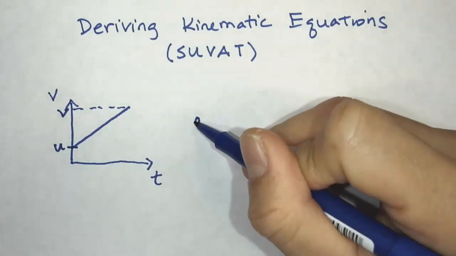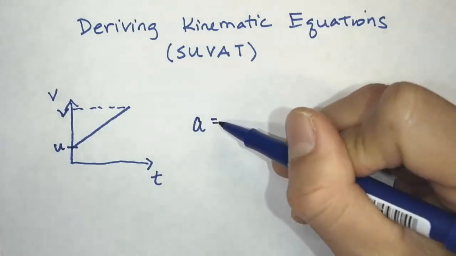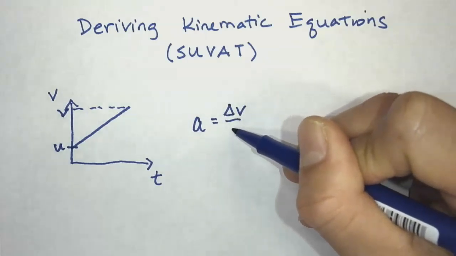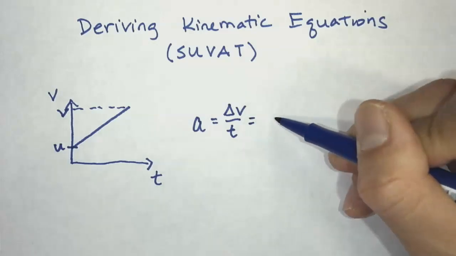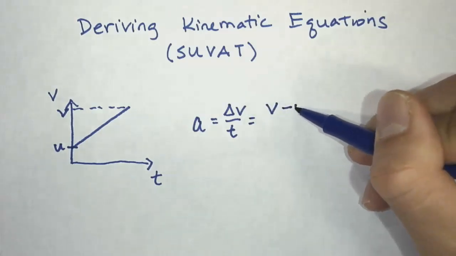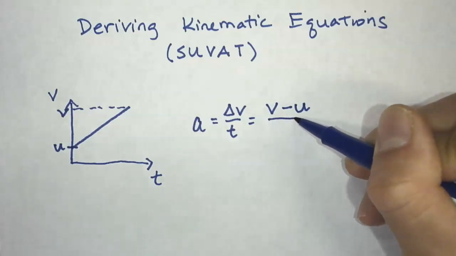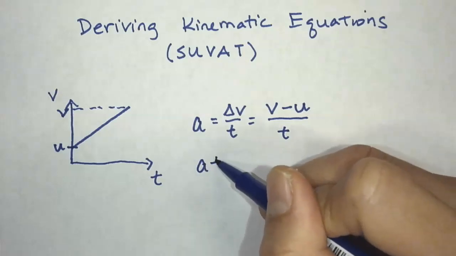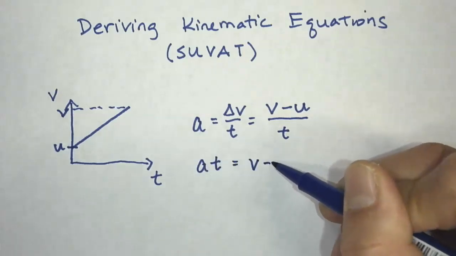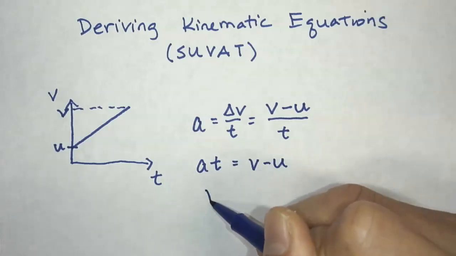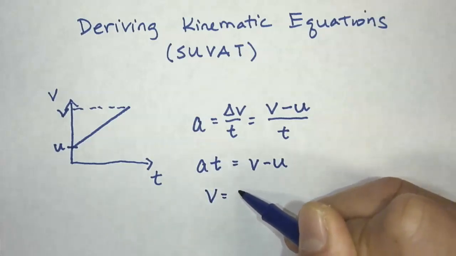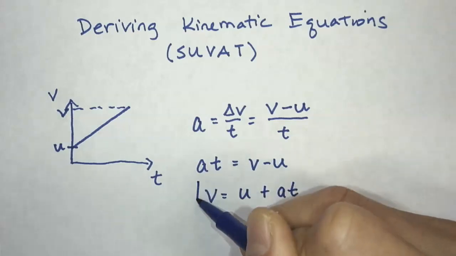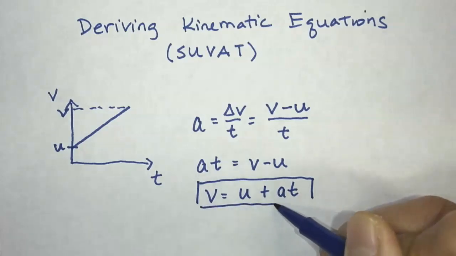And I'm going to start with the definition of acceleration. So acceleration is the change in velocity divided by the time. And the change in velocity is V minus U, final velocity minus initial velocity, divided by the time. I'm going to multiply T on both sides, so I get AT equals V minus U. And then if I solve for V, V is equal to U plus AT. And that's our first kinematic equation.